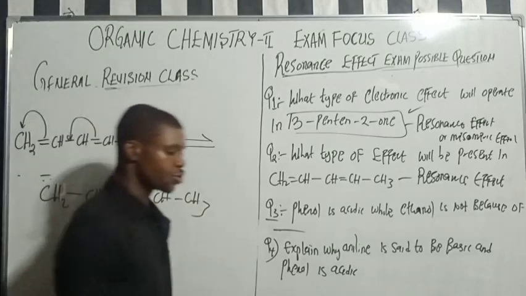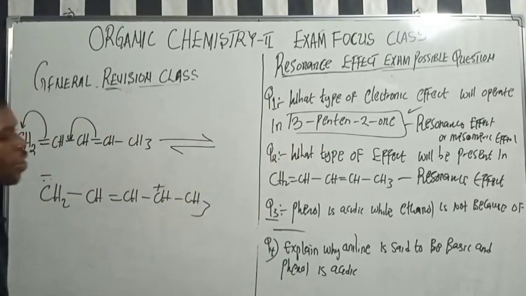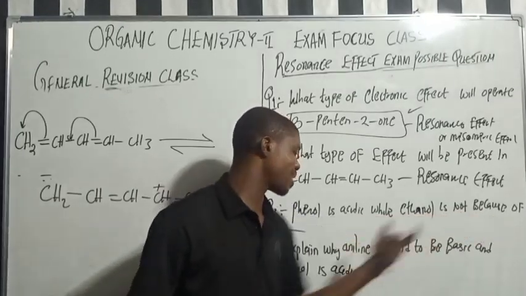Do you get that? So the next is number 3. Phenol is acidic while ethanol is not because of dash.